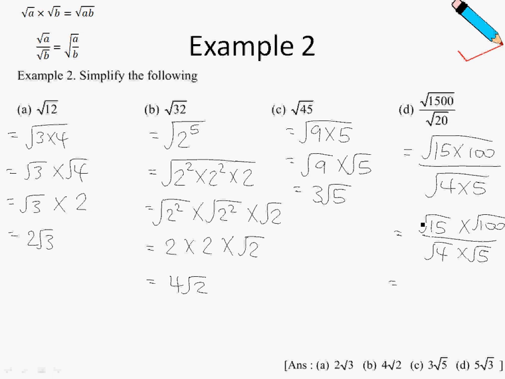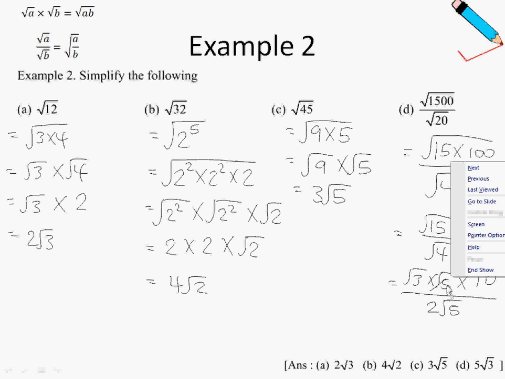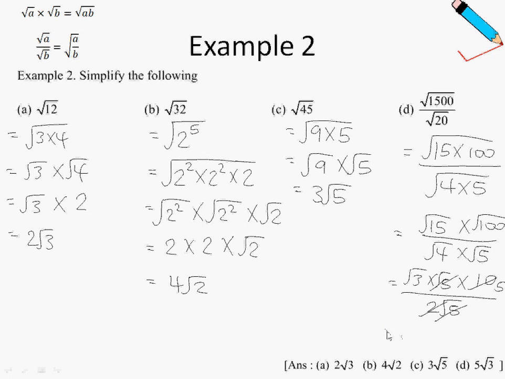Okay, so root of 15, okay, can be broken down perhaps to become, okay, root of 3 times root of 5, and root of 100 is just 10, root of 4 is just 2, and root of 5, okay, I leave it as such. So at this point in time, you realize that the 5 and the 5 can be cancelled, okay, and then 10 divided by 2, okay, it's just 5. So in my final answer, it's just 5 times root 3, which is 5 root 3. Okay, I'll see you in the next example.